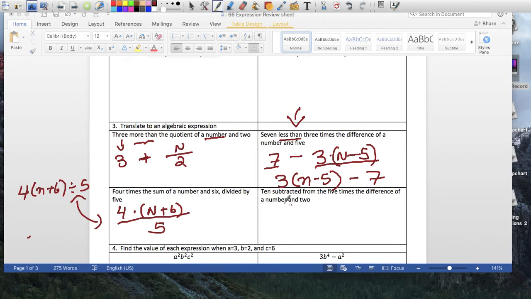Again, last one, 10 is 10. Subtracted from, careful, it's also a turnaround word, so I'm going to switch. 10, and we're going to multiply 5 times what? The difference of a number and 2. Again, this has to be protected by parentheses, a number and 2, because that subtraction has to occur first and then multiply by 5. So that's what that line says. And now I have to switch around. So 5 times n minus 2 goes first, and minus 10. So this is my final answer.